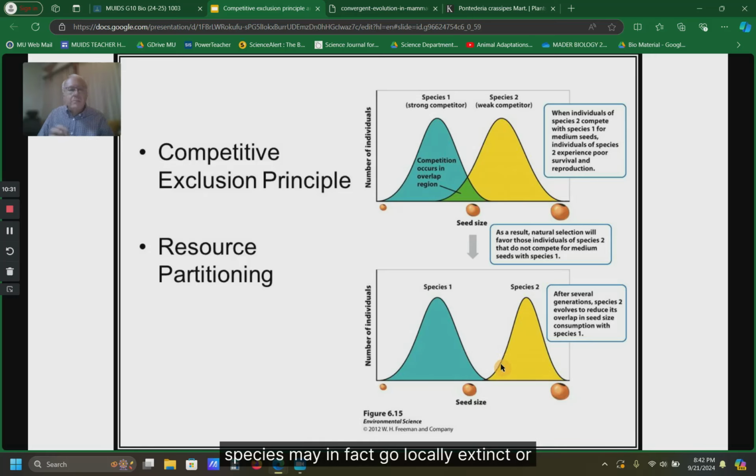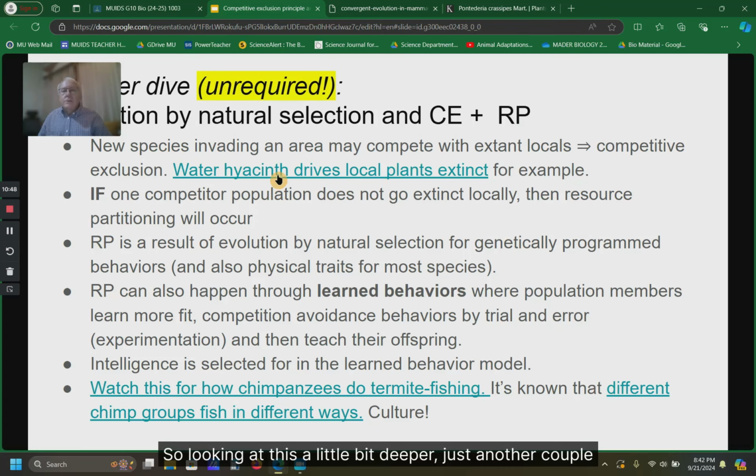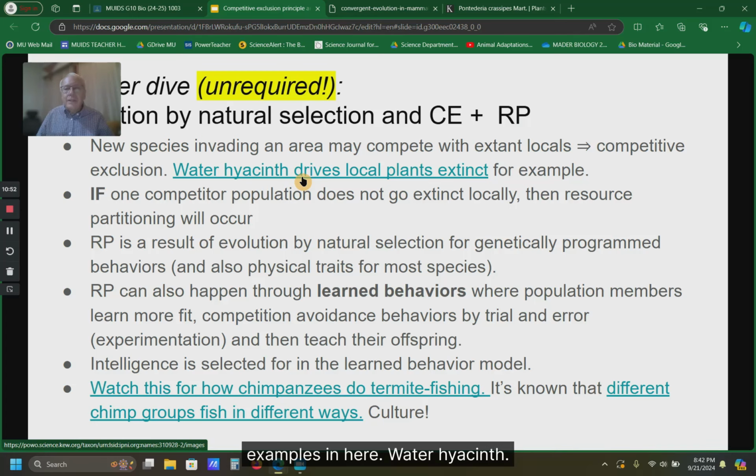One species may in fact go locally extinct or learn a new food source completely. So in this example, we're looking simply at seed size as a source of competition for some kind of consumer organism. So looking at this a little bit deeper, just another couple of examples in here.